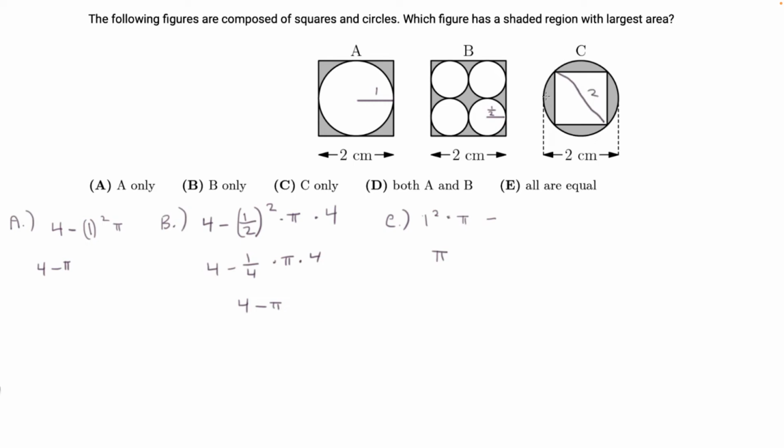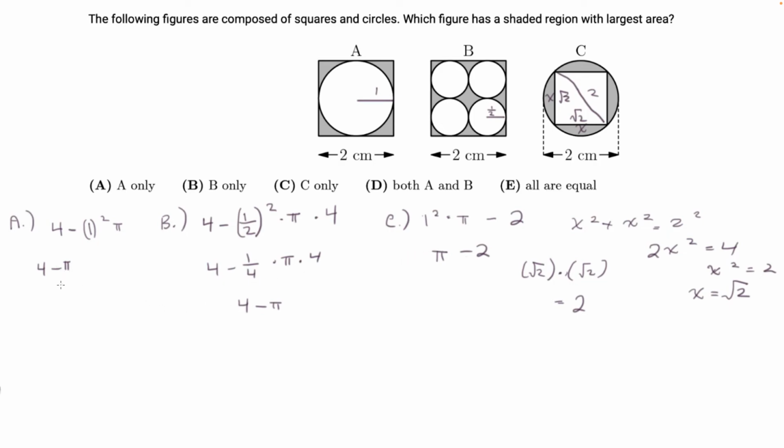So this is 2. And since we don't know this side, it can be x. And then if we use the Pythagorean theorem to find x, we have x squared plus x squared equals 2 squared. So we have 2x squared equals 4, x squared equals 2, and then x equals root 2. So the length of this side is root 2, and root 2. And then if we find the area of the square, it's root 2 times root 2. So that's root 4, which is 2. So the area of the square is 2. So we subtract 2 from pi.